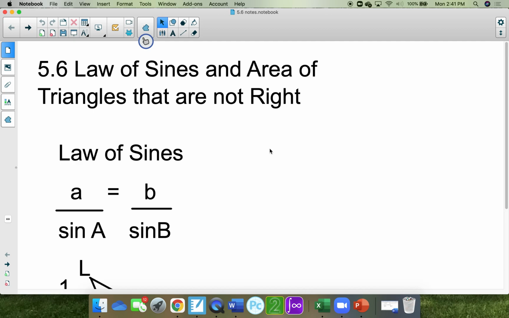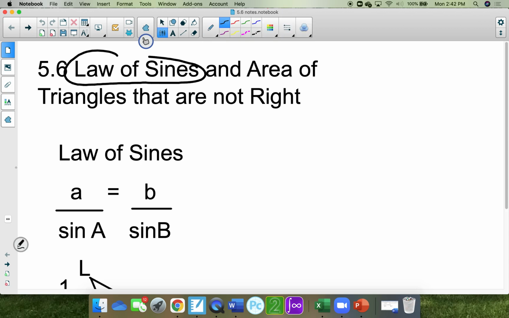In 5.6, we're finally getting off of right triangles, and we're going to deal with not a right triangle. One way to solve a non-right triangle is called the law of sines. We're also going to find the area of triangles that are not right. For right triangles, you would use SOHCAHTOA. Now we're going to learn the law of sines.